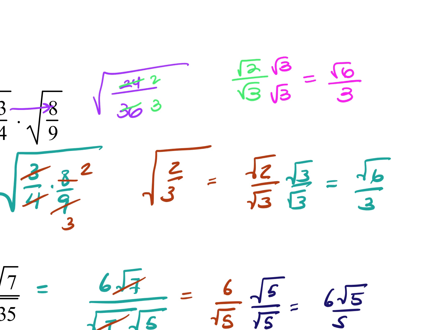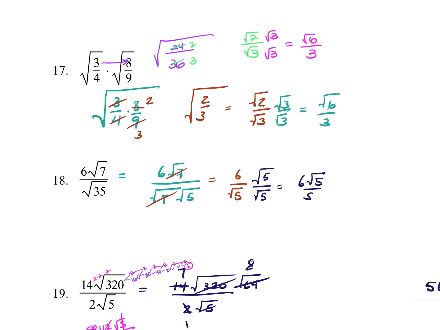I would say if you can spot a perfect square, save yourself some work. Like the bottoms were both perfect squares. You could have also worked with that. Okay. Thank you. You're welcome.